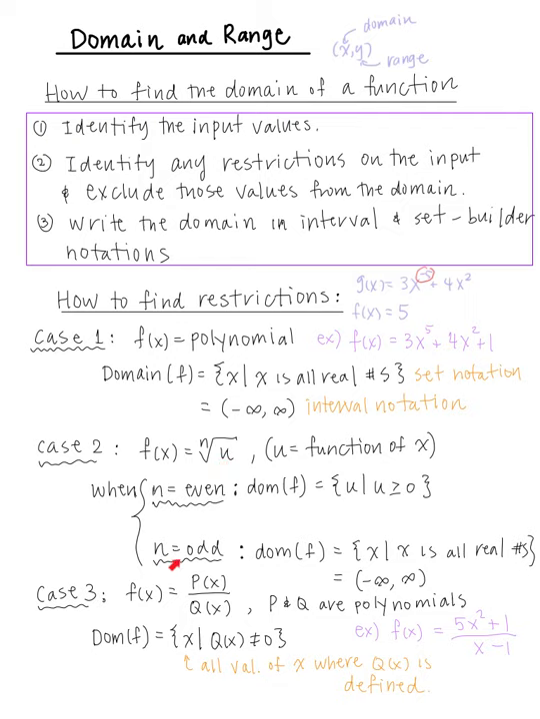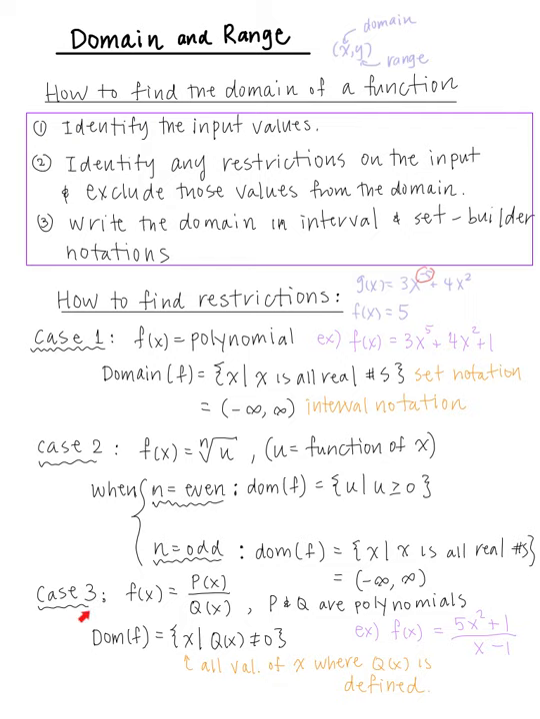Now, let's go with n is odd, meaning this is going to be a cube root, fifth root, and so forth. In this case, we get a super easy answer. The domain of f is the set of all real numbers again. Meaning, if you're given an odd root, like a cube root or fifth root, you can plug in any number that you want inside of the radical. All right, so that was case 2.